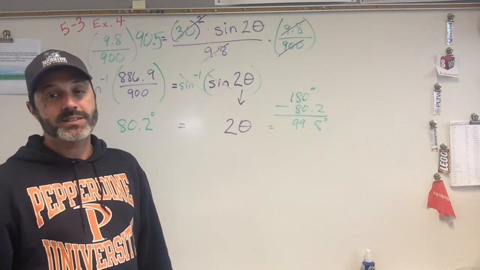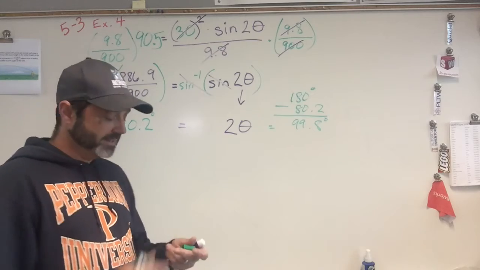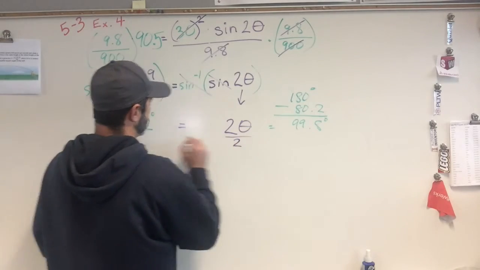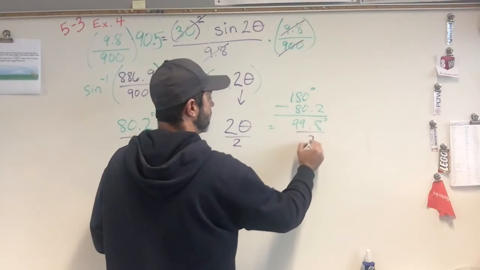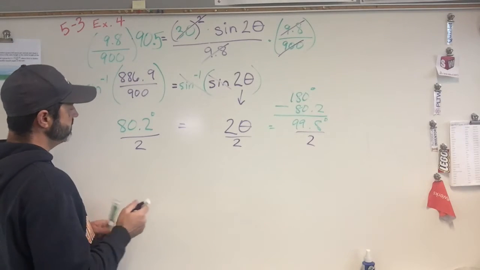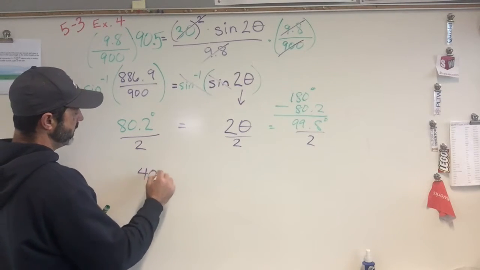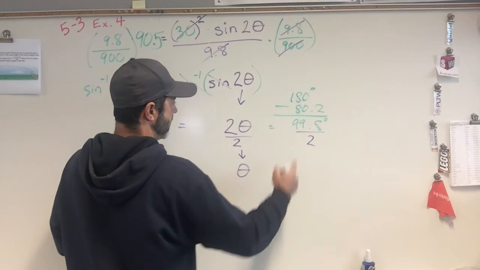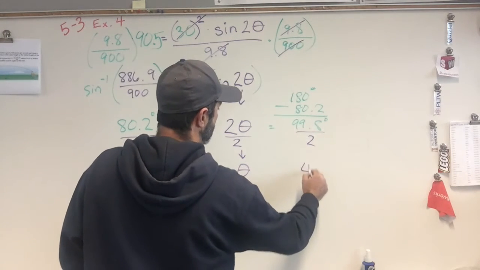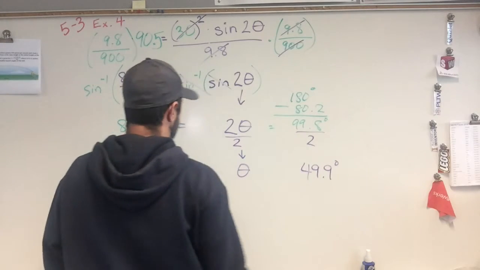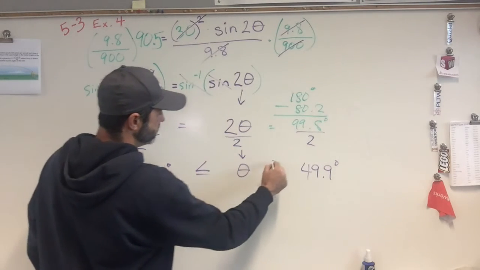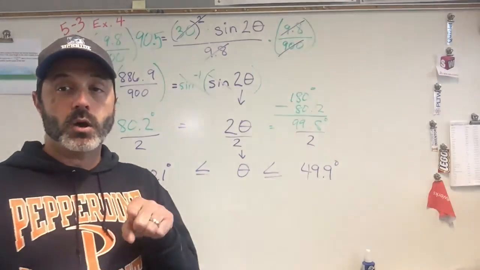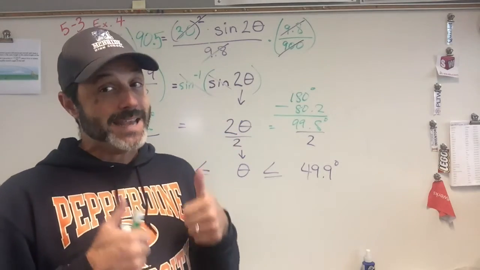Wow, they're both large angles. Oh, of course they are, because that's 2 theta. Yes. So, what has to happen next? I have to divide everybody by 2. And I find out on this side 40.1 degrees. This is now theta, and this becomes 49.9 degrees. So as long as theta is between 40.1 and 49.9 degrees, that ball is going over the fence.